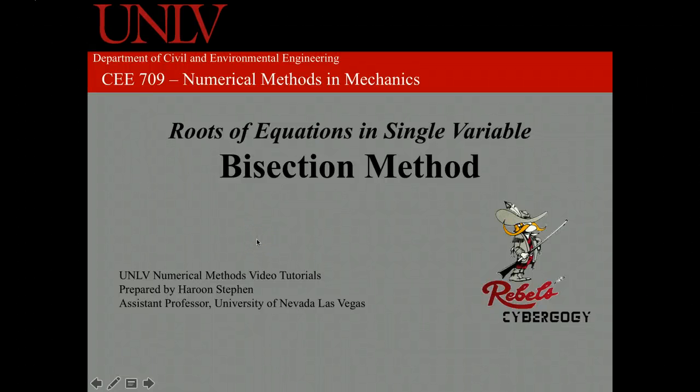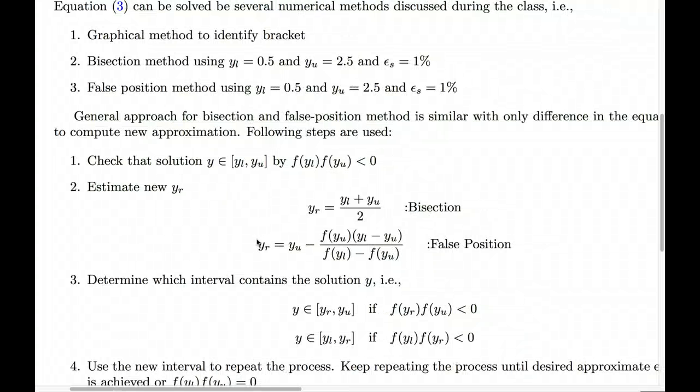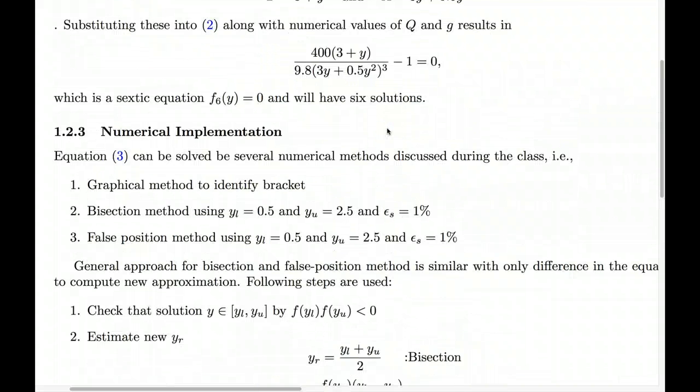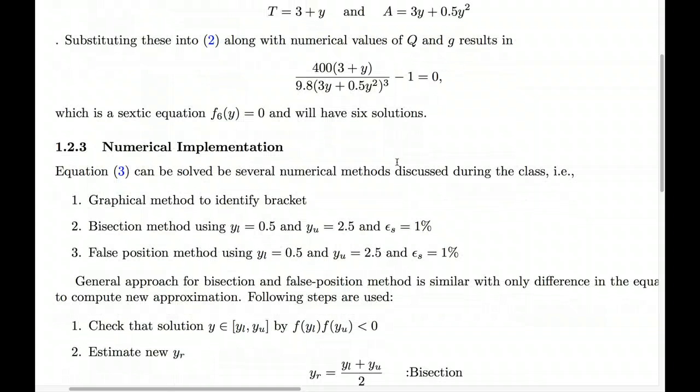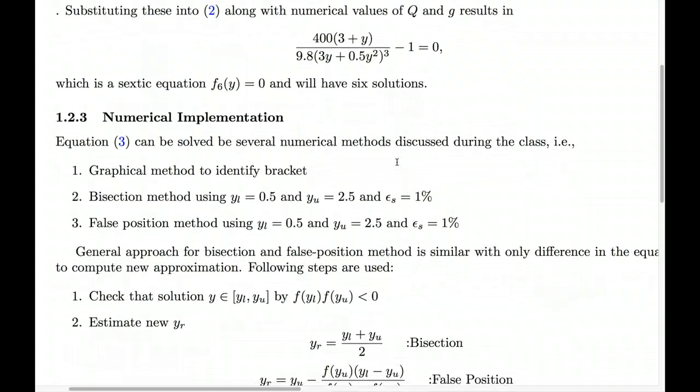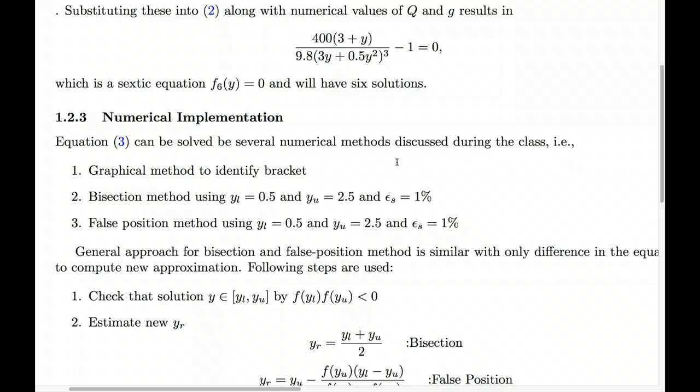This tutorial is about using the bisection method. In your manual, we have previously looked at the graphical method and how the root of this sextic function, or sextic equation, is around 1.5. But how do we further narrow it down?